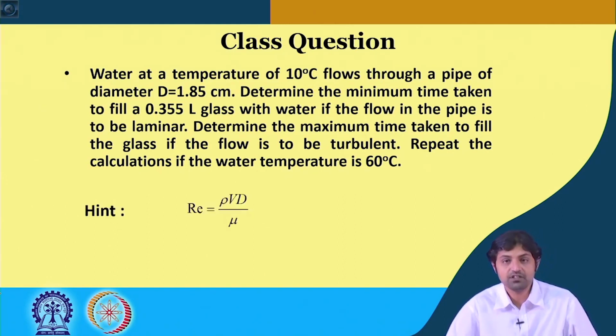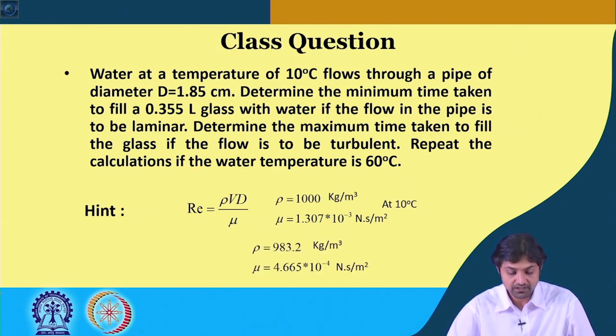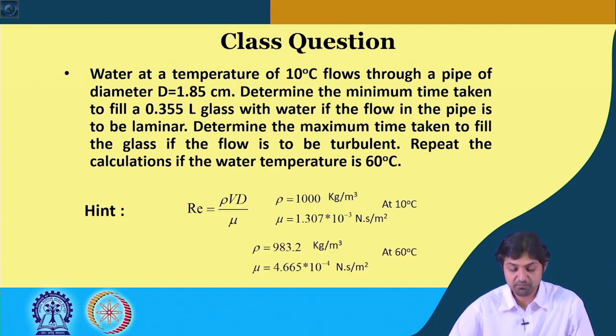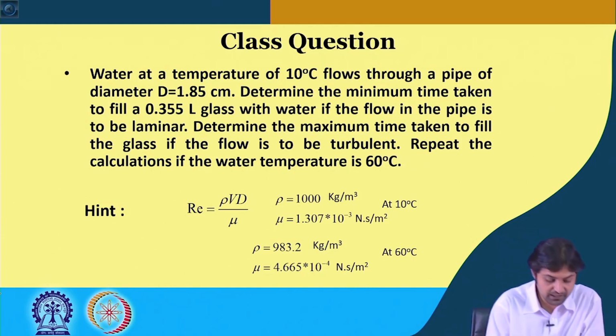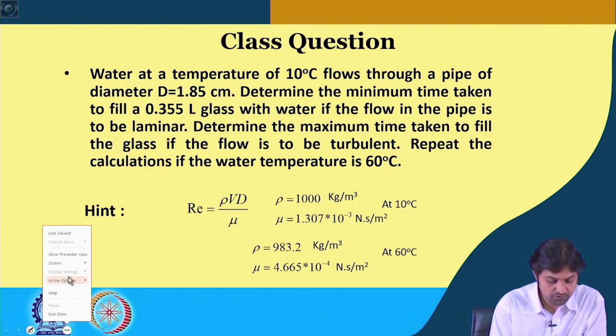What we have been given: we know that the Reynolds number is rho V d by mu. We also have been given the rho and mu at 10 degree centigrade, and we also have been given the rho and mu at 60 degree centigrade. So, this is all the information that we have for now. This is the simplest, most basic question, but this will help you clarify the idea of laminar and turbulent flow in pipes. So, I am going to go to the white screen and we are going to solve this problem. So, let us start with the 10 degrees case.